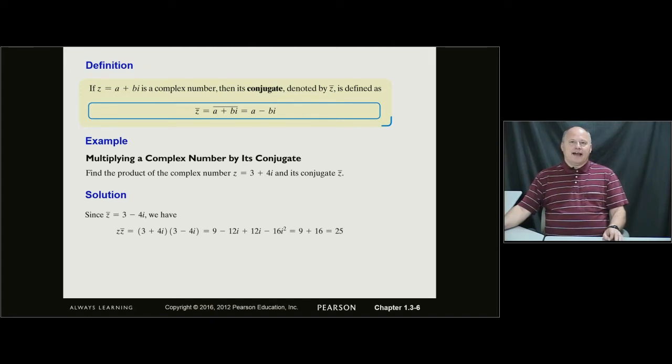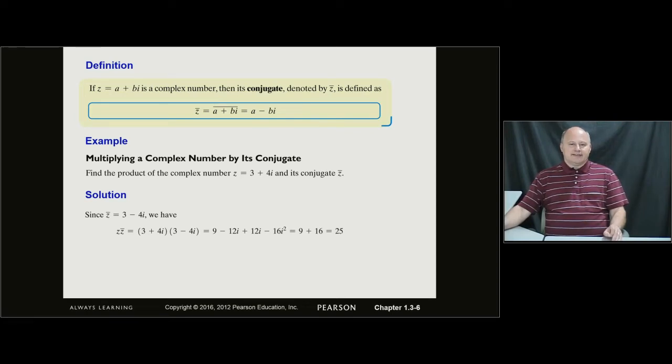So if you FOIL it out like we had been doing, 3 times 3 is 9. 3 times negative 4i is negative 12i. 4i times 3 is a positive 12i. And then 4i times negative 4i is a negative 16i squared. Now, of course, the i's are going to cancel this time. So negative 12i and a plus 12i cancels out, leaving me with 9 plus 16. Why is it plus 16? Now remember, negative 16i squared. i squared is negative 1.